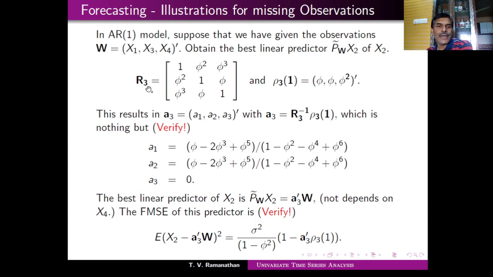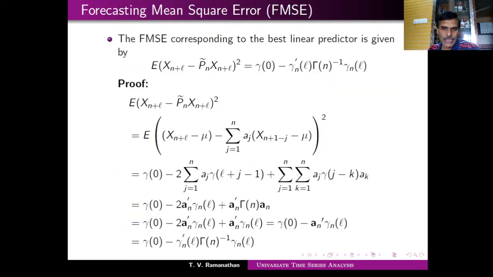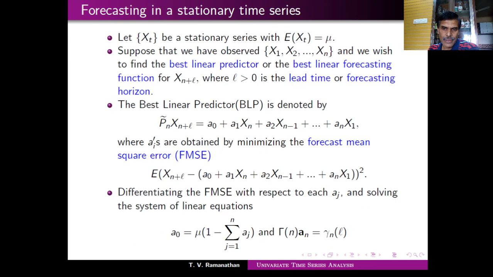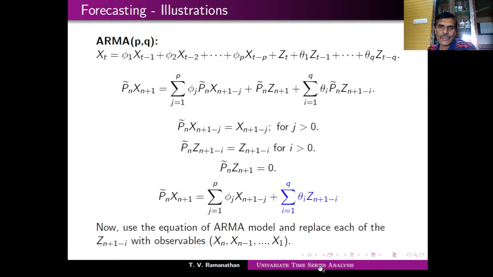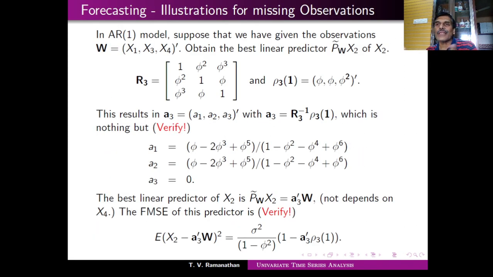So you will have this R3 and rho 3. By the way, this is not very difficult. This R3 and rho 3 is basically coming from here. See, you divide by gamma naught. So this will be the R matrix. And dividing by gamma naught, this will be the rho matrix. Dividing on both sides is not going to change anything. So when the equation is in terms of the covariance matrix or correlation matrix, it hardly matters. And so that's what I have written here. So A3 is R3 inverse rho 3,1.